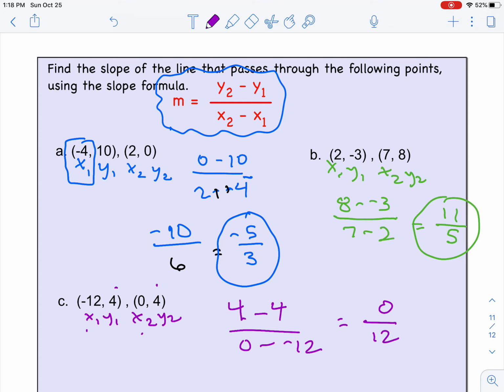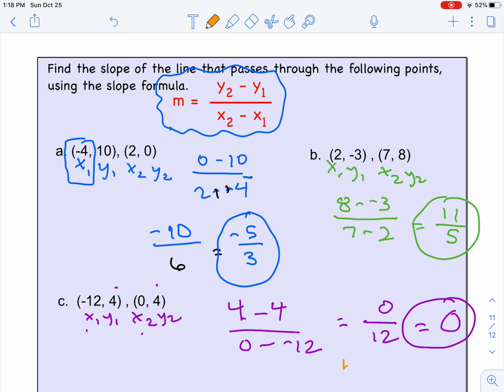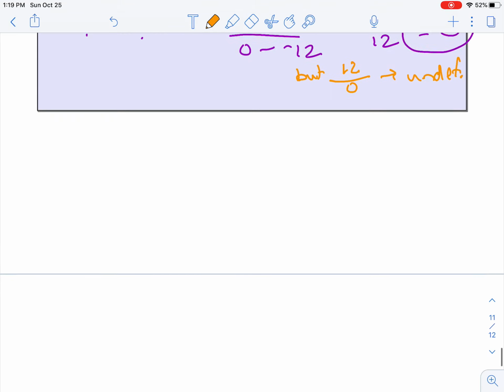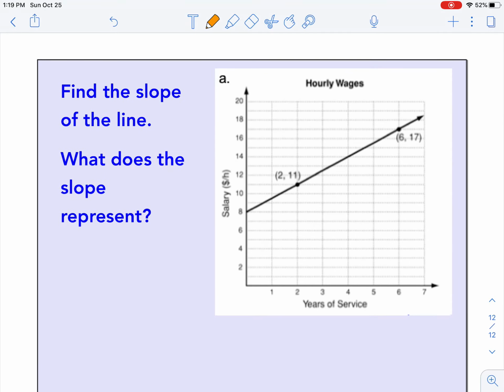And here's where you can check it on your calculator, but what is 0 divided by 12? Well, my slope is 0. But be careful, because if this had been 12 divided by 0, if 0 had been on the bottom, that would be undefined. And if you do that on your calculator, you would get an error message, and that's how you can tell.